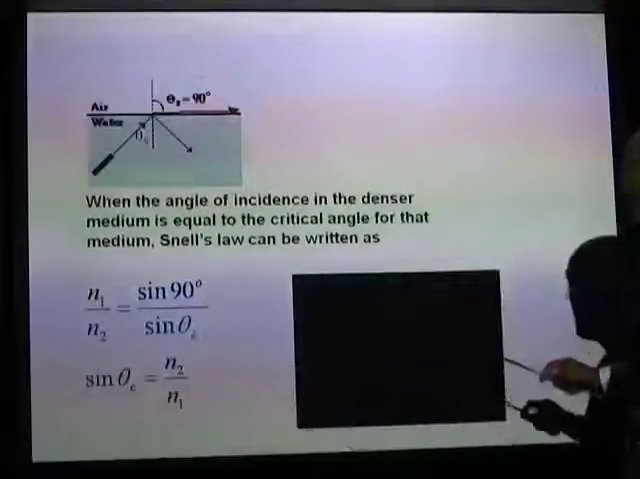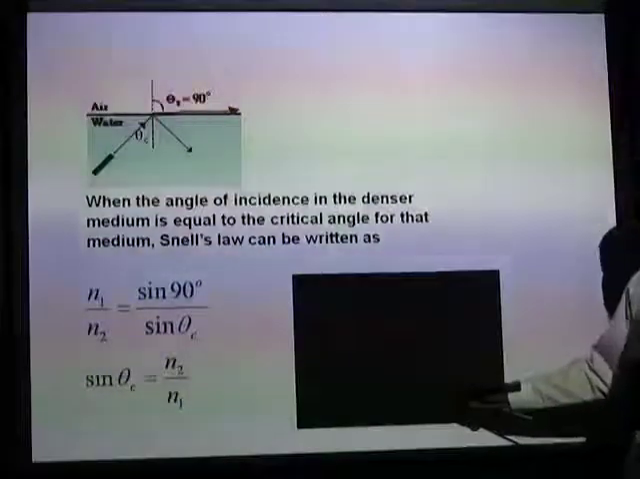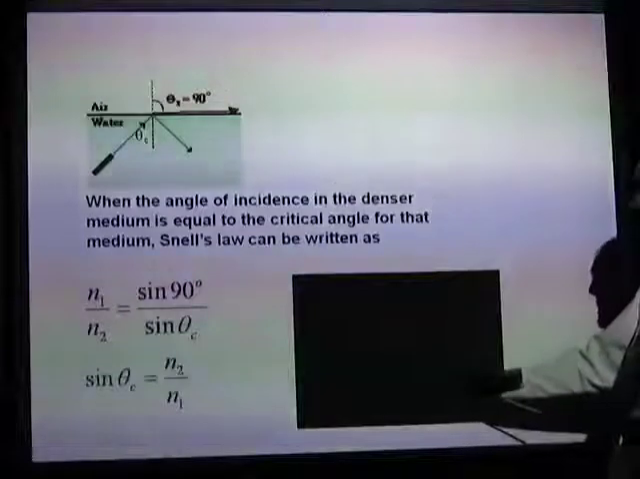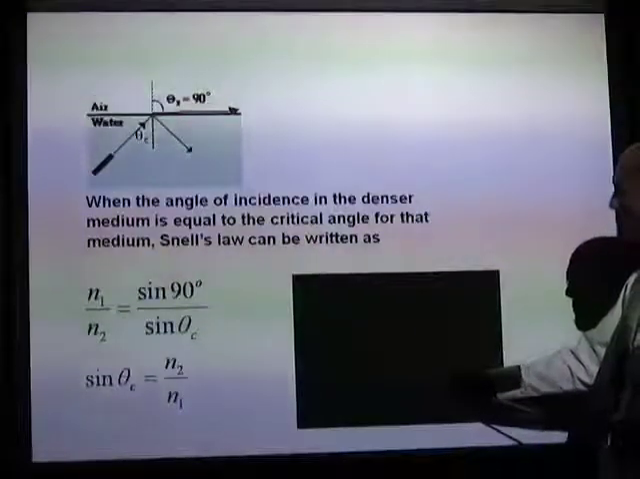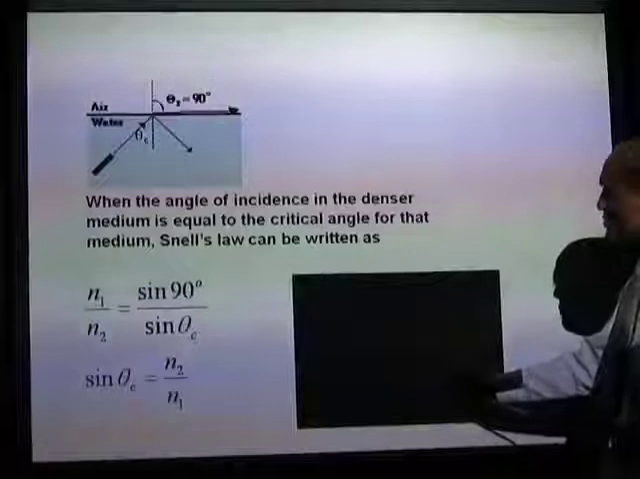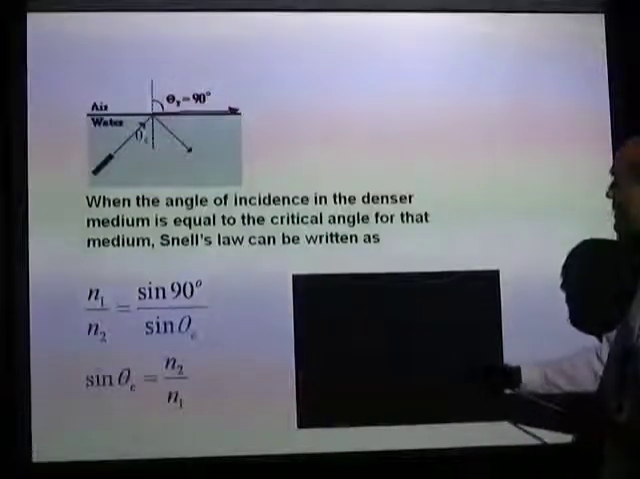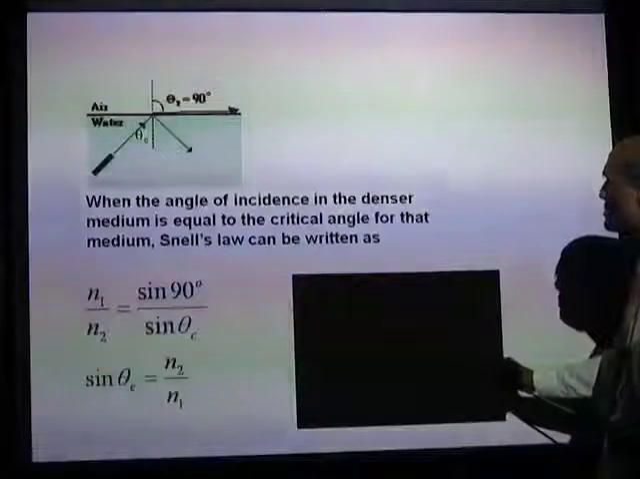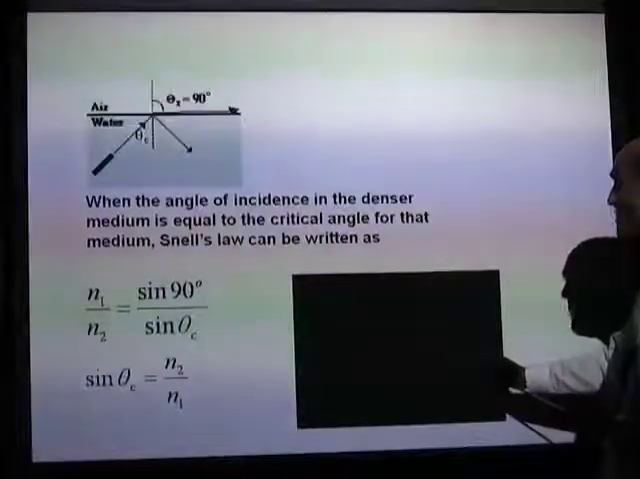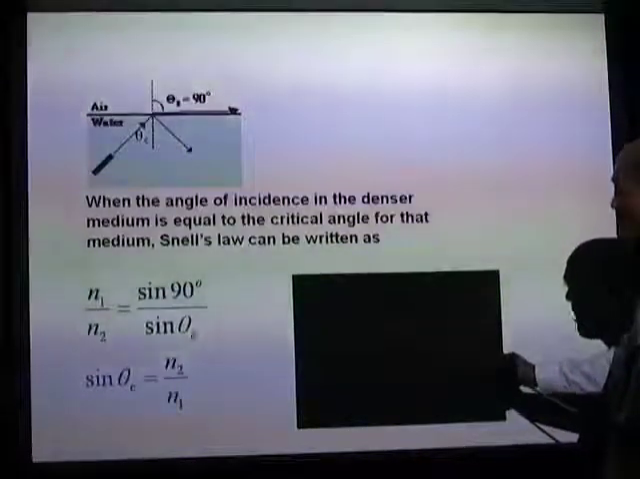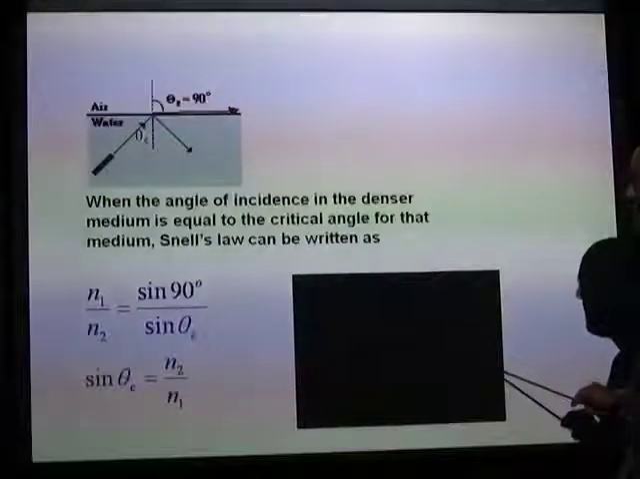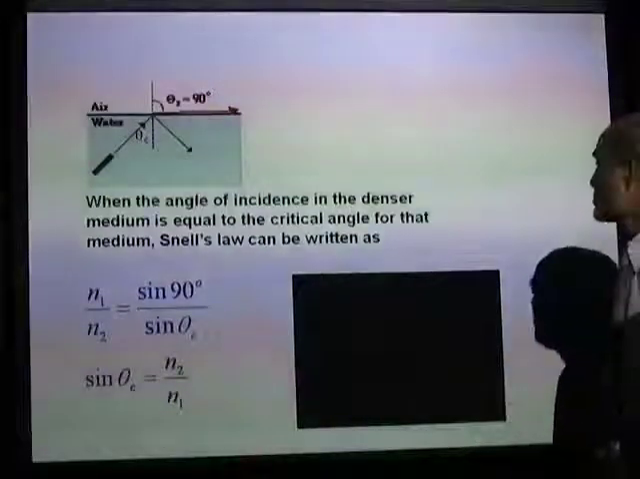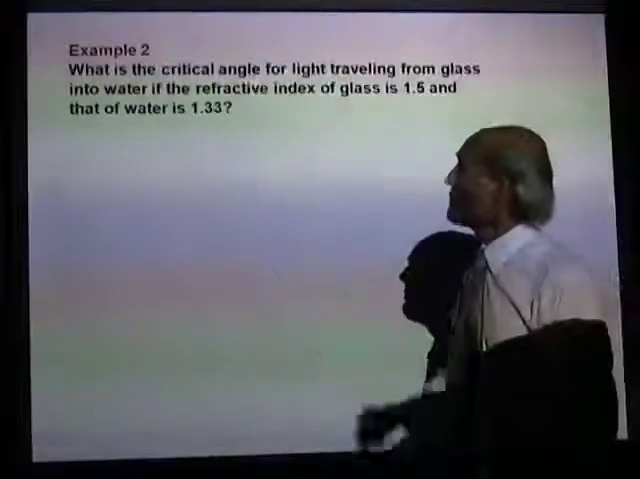Now here I have another illustration. I don't know whether it comes out well in the movie. Here is a laser that goes from water to air, and here the angle of incidence is greater than the critical angle, and you can see how it is totally reflected. That's a beautiful picture, an example.